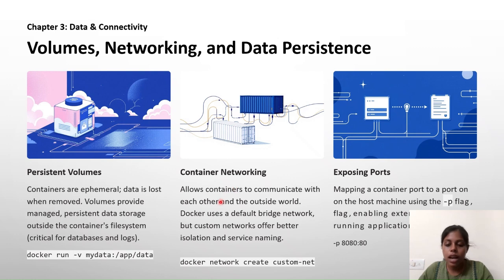Networking allows containers to talk to each other and to the outside world. By default, Docker creates a bridge network, but we can create custom networks for better isolation. You can also use ports, for example 8080:8080, so we can access the application running inside the container from our browser itself. That is volumes, networking, and data persistence, so that once a container is removed, the data is not lost.